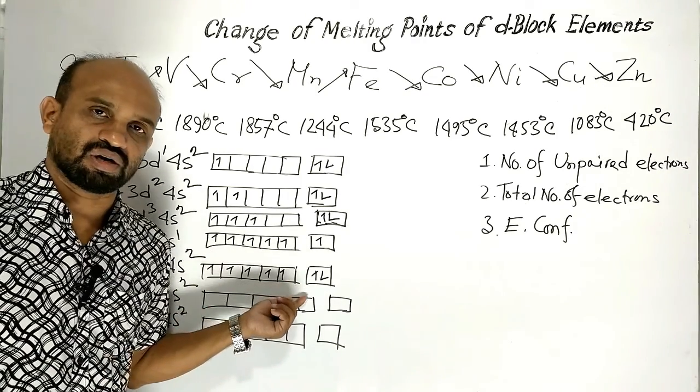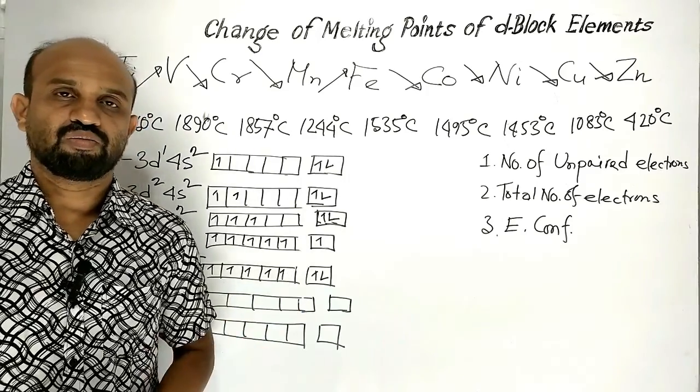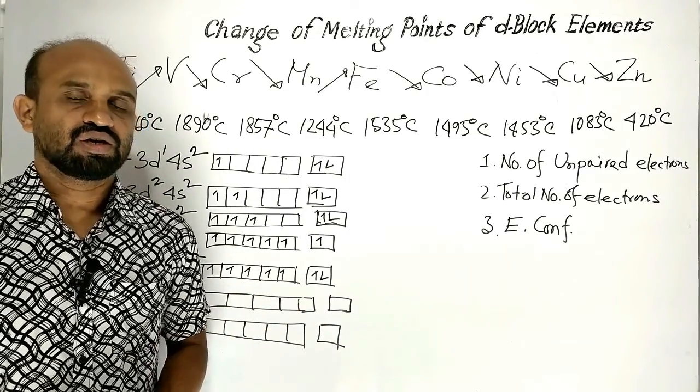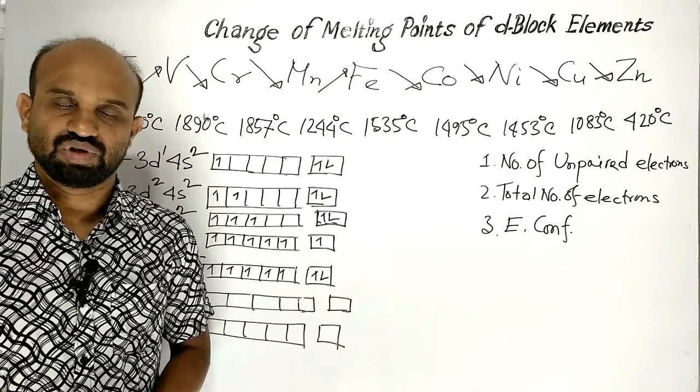These electrons are not willing to form metallic bonds. That is why the metallic bond here becomes weaker.